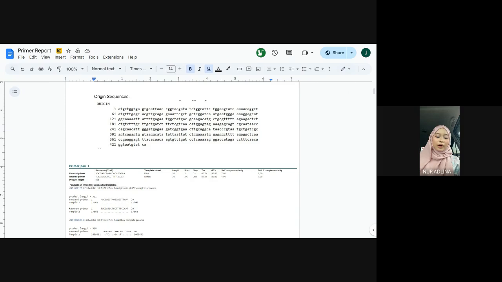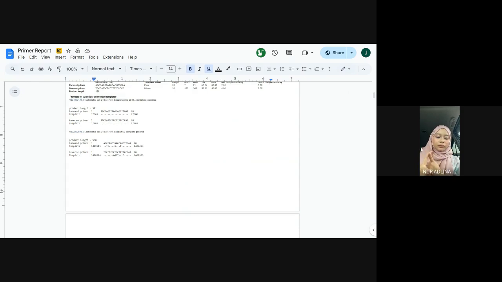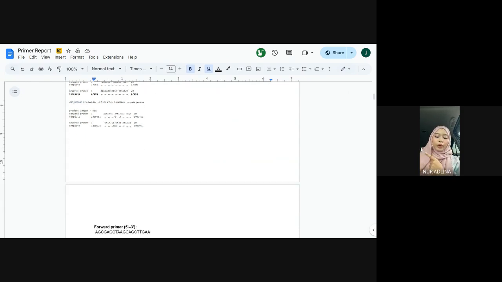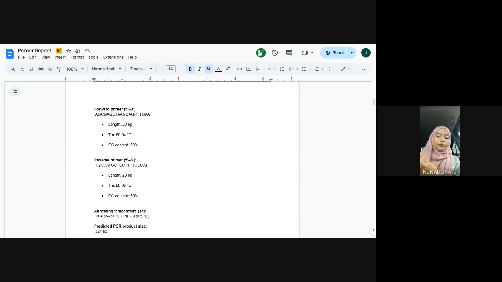From this, we have designed a specific primer pair. First is the forward primer, which is 20 base pairs long. Second, the reverse primer also has 20 base pairs. Together, these primers are predicted to produce a PCR product size of 321 base pairs, which is a manageable size for clear visualization on a gel.